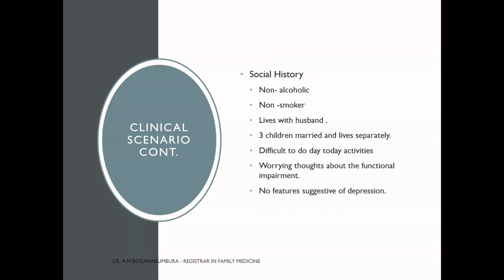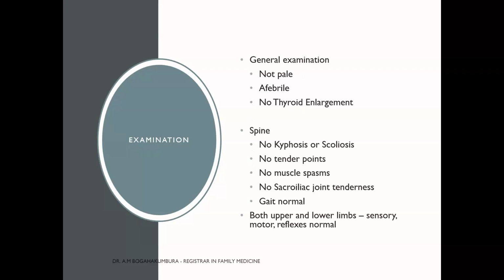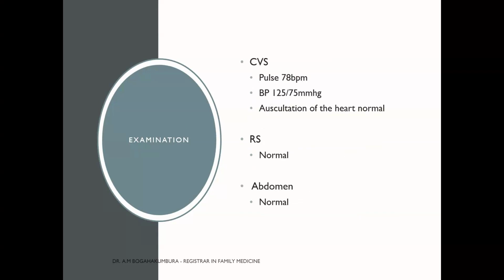She has difficulty performing day-to-day activities due to the back pain, and she has worrying thoughts about the functional impairment, but she has no features suggestive of depression. On general examination, she was not pale, not febrile, no thyroid enlargement. Examination of the spine: no kyphosis or scoliosis, no tender points on the back, no muscle spasms, no sacroiliac joint tenderness, gait was normal. Both upper and lower limbs, sensory, motor and reflexes were normal. Cardiovascular, respiratory and abdominal examinations were normal.